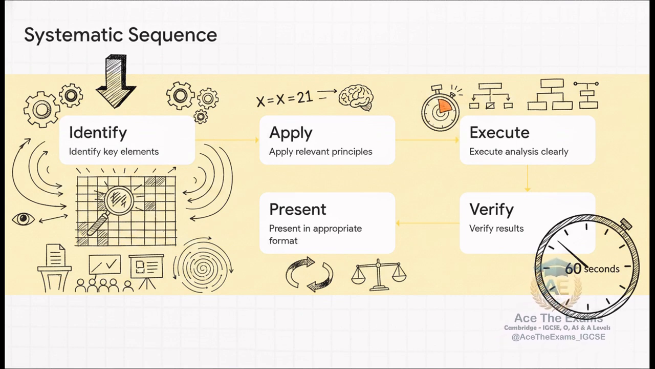I am putting 60 seconds on the clock. Go! You need to scan the headers, find the anomalous result, and identify the core trend. Are the values increasing linearly or exponentially? Are the units consistent? You don't just stare blankly at the data. You actively identify the variables, apply the principles, and execute your working clearly so that the examiner can follow every single logical step. 30 seconds left.